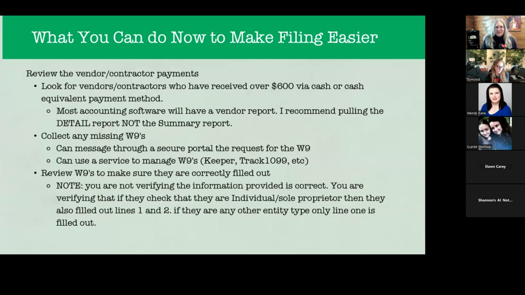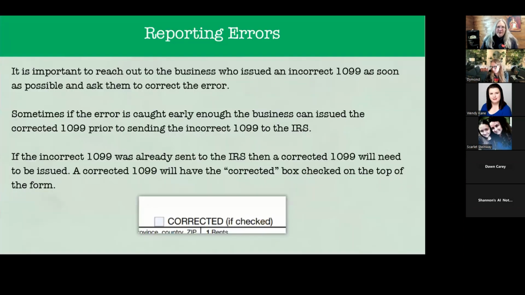And if they're any other type of entity, most likely they only need to fill out line 1, because line 1 has to match the tax return. And if it's a Schedule C, line 1 is your name. And the second line would be the name of your business. But if you're an S Corp or a partnership, line 1 is your business because that's who files the tax return. What to do if you have reporting errors?